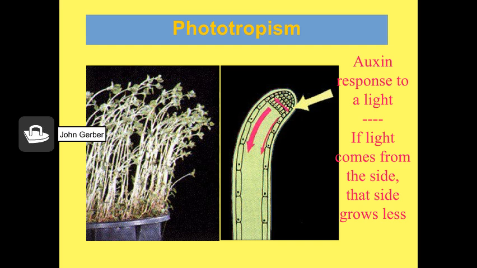But what happens if the light comes in from the side? Well, the internal receptor, somewhere in the tip here, is producing auxin. It sends more auxin down the darker side of the stem than the lighter side of the stem. If the darker side of the stem gets more auxin, more cells elongate, this side grows faster, and the plant turns towards the light. Pretty cool, huh?